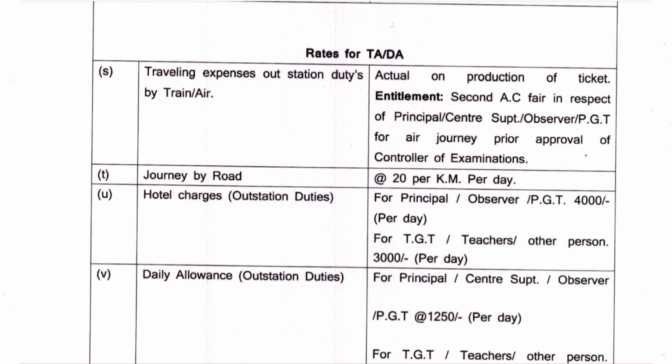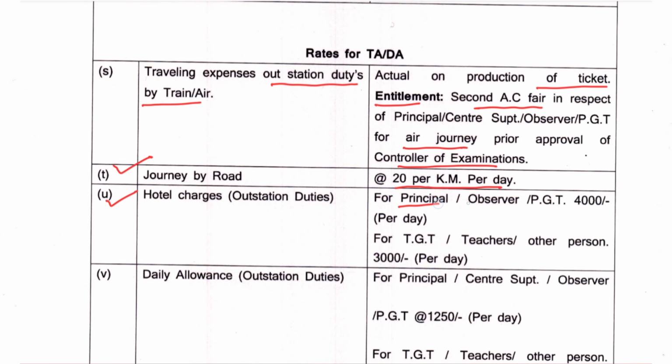Now let us see TADA, for outstation duty by air. If you have an outstation candidate, you are going to get this payment on production of the ticket. You need to show the ticket, and you are going to get second AC fare. And for air journey, you need to take the prior approval of the controller of exam. Now if you are travelling by road, by car or something, then you are going to get 20 rupees per kilometer per day. Hotel charge.